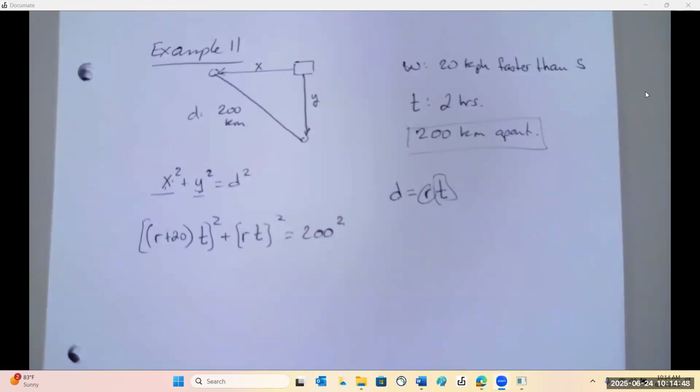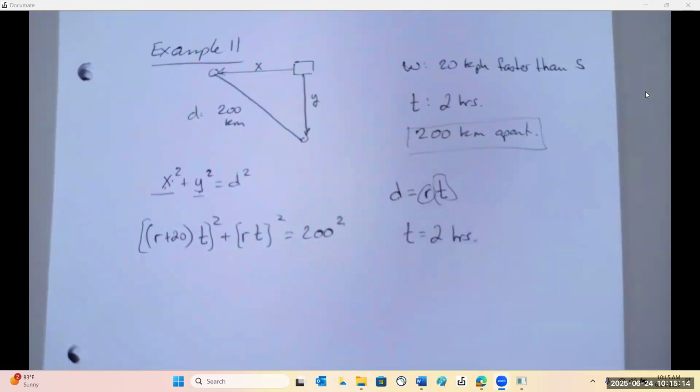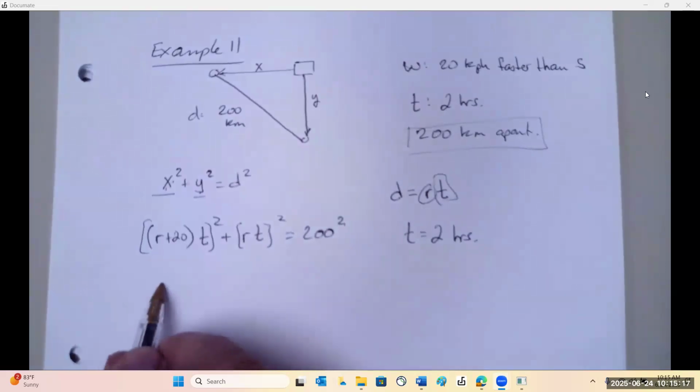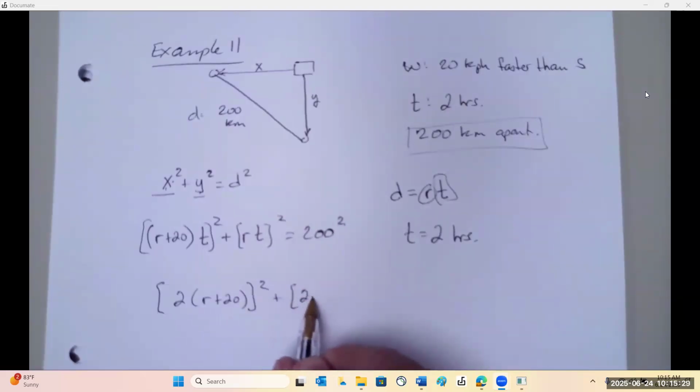So it says after 2 hours. So how do I do that? Where does that go? T is equal to 2 hours. It's the same for both trains. So we have 2 times R plus 20, squared, plus 2R.